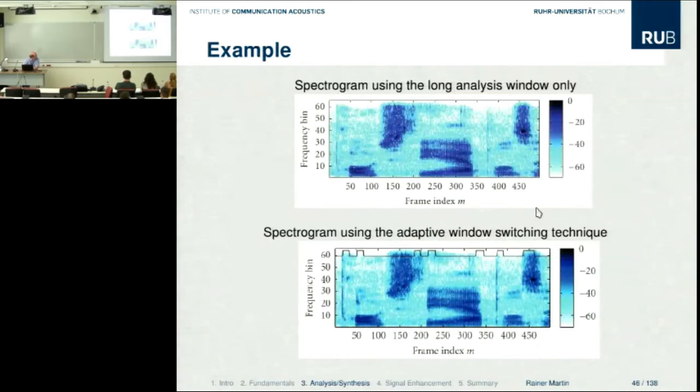And in effect, hopefully you can see this here in a spectrogram. This is a spectrogram using the long analysis window only. And the lower graph is a spectrogram using the adaptive window switching technique, where we also indicated the points where the system detected transients and used the short window. So in this range the long window was used, and here the short window. You can clearly see that the transients are now sticking out more prominently than when just using the long analysis window. So this gives you some improvement gains.